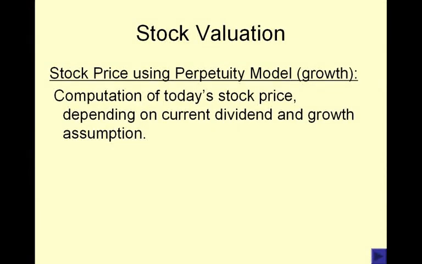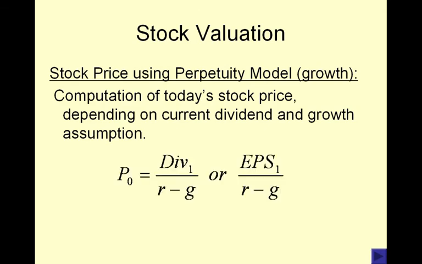Now let's apply the perpetuity model to a growth stock. Again, recall that the present value of a growing perpetuity is the perpetual cash flow divided by R minus G. In the case of stock price valuation, again, the price is a present value calculation. The current dividend is in the numerator, and in the denominator is the market capitalization rate minus the expected growth in the earnings of the firm.